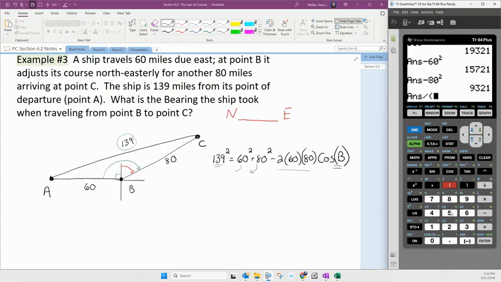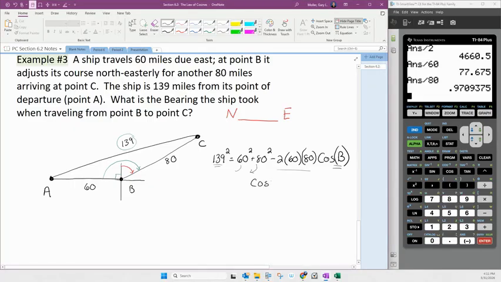So I'm going to divide by, in parentheses, or you know what I would really do if I'm really doing this for myself? I would divide by each piece at a time. So I would divide by 2. I would divide by 60. And I would then divide by 80. And so now I'm left with the cosine of B equals, and again, a negative number because of this negative right here. It'd be negative 0.97093.